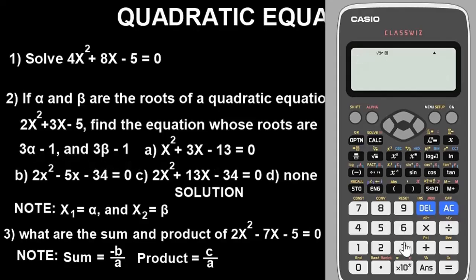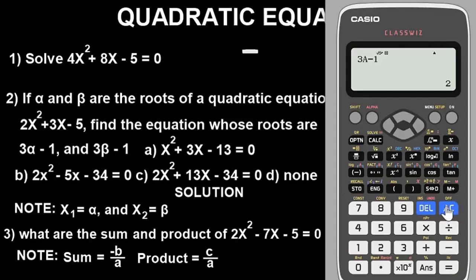So we have 3 alpha. To make that the alpha, that's the A, press alpha, this button comes out, minus 1. What is it going to give us? We have it to be 2. That's 3 alpha minus 1 is 2, guys.